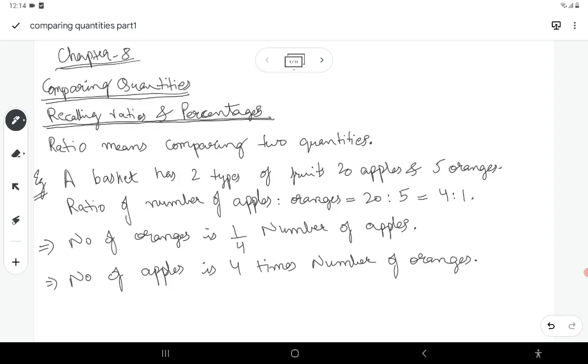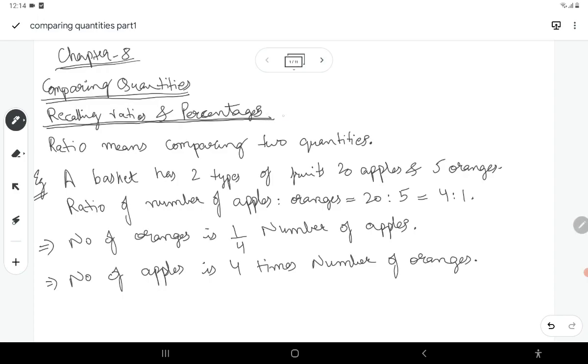In the previous video, we completed chapter 7 of class 8 Maths NCERT. In this video, we are going to see the next chapter, chapter 8, Comparing Quantities of class 8 Maths NCERT. So without wasting any time, let's jump into the video.